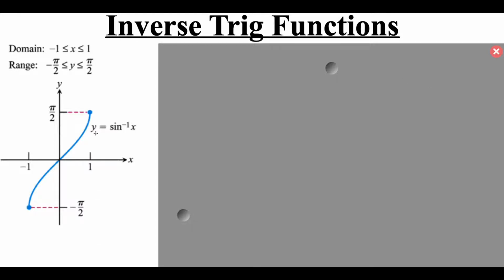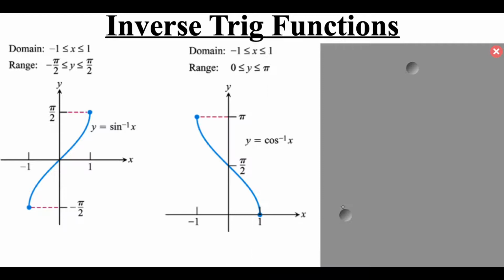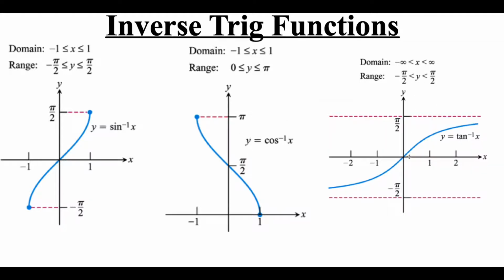So here's the same information, but presented visually instead. This is a graph of y equals the inverse sine of x. We can see that the domain, the x values, are between negative 1 and positive 1, and the y value range is between negative pi over 2 and positive pi over 2. For the inverse cosine, our domain is between negative 1 and positive 1, with a range between 0 and pi.